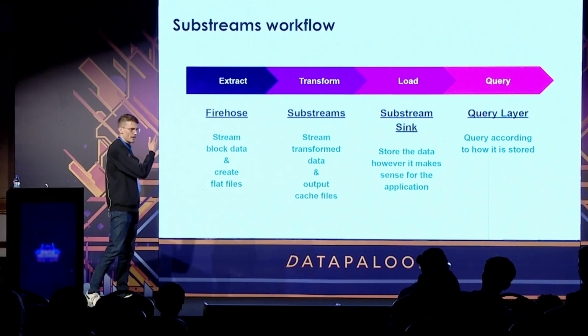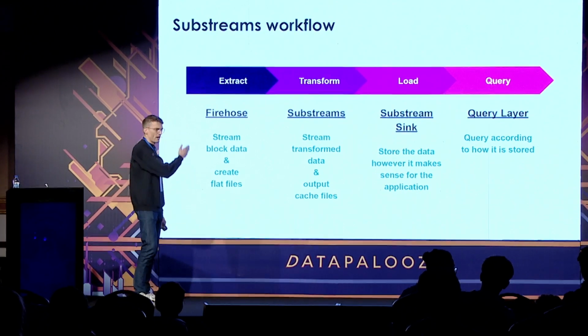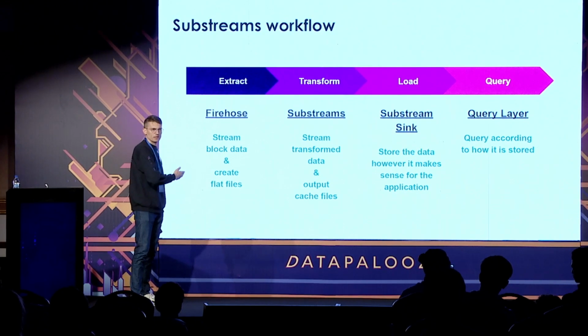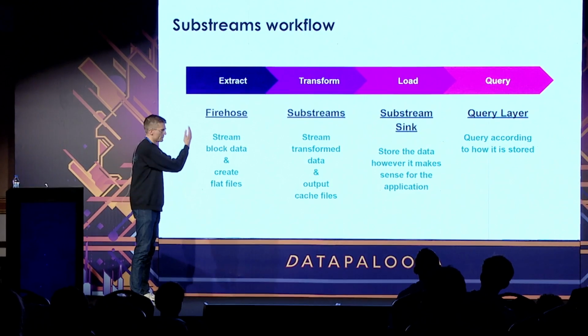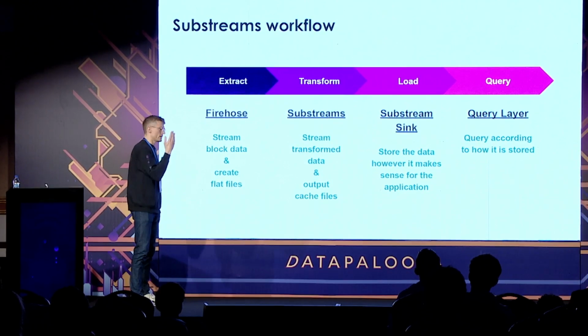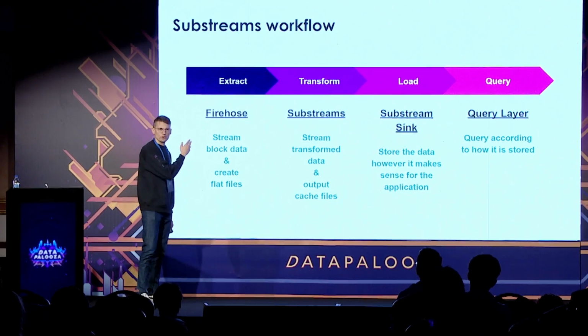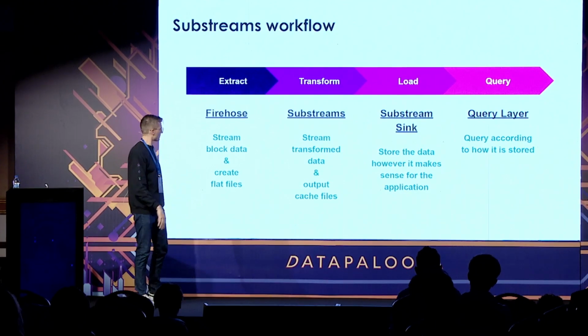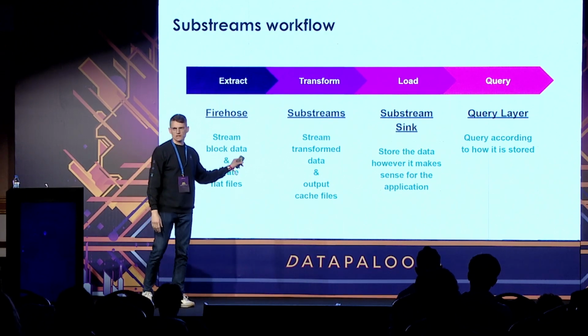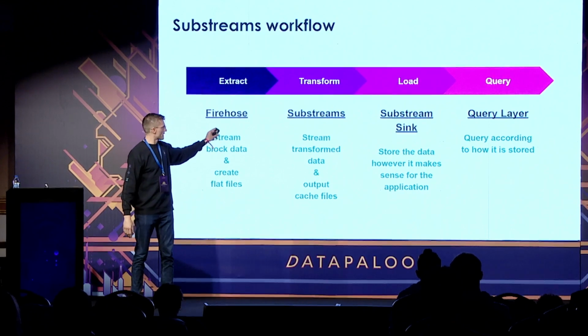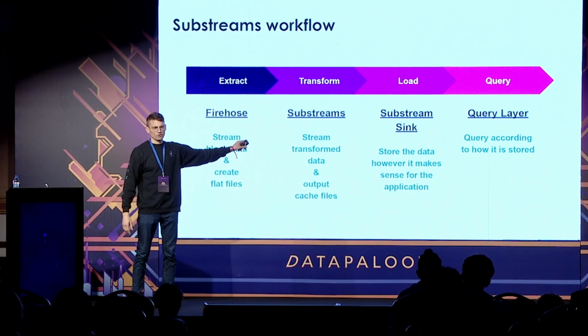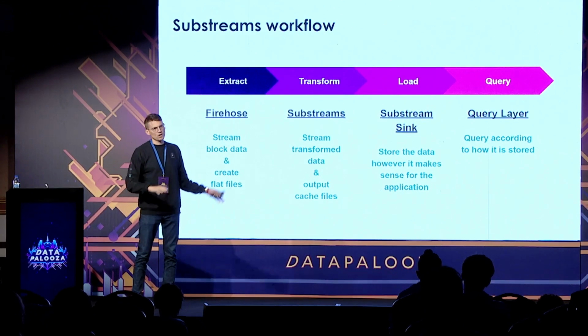So again, we have the Firehose. Firehose extracts all of the data into a binary format for every chain that we support, and our goal is to support every chain that has significant activity, and it puts it into a unified file format called flat files. Those flat files can then be read with substreams, and substreams are very customizable, and you can send the output of the substreams wherever you want.